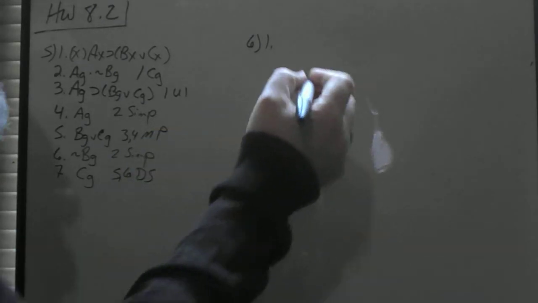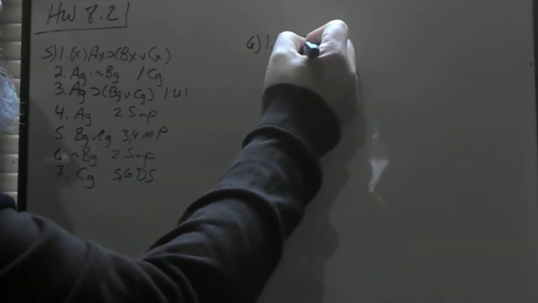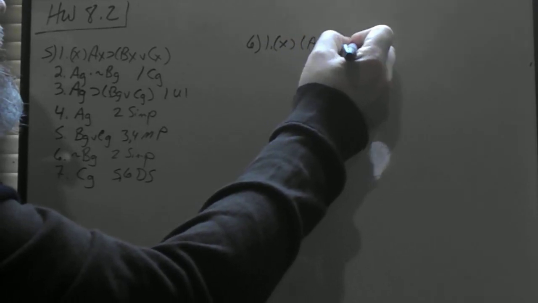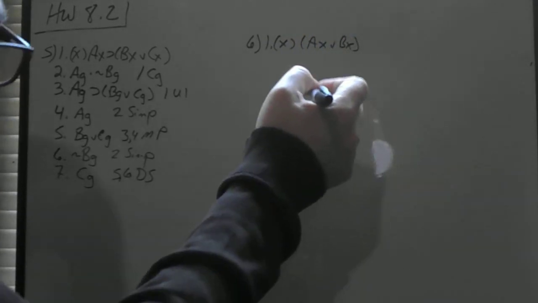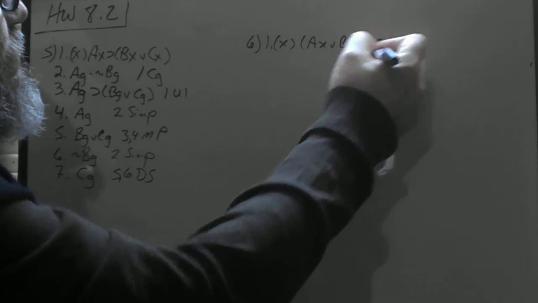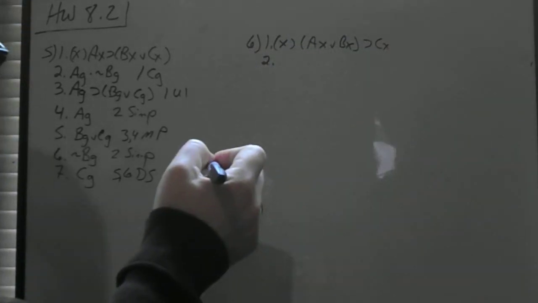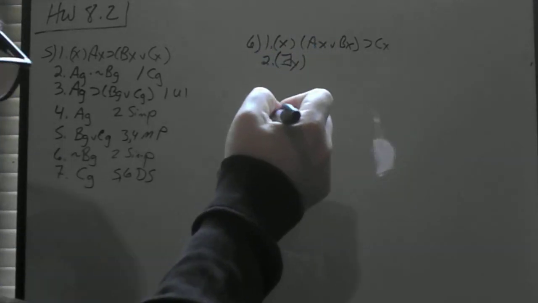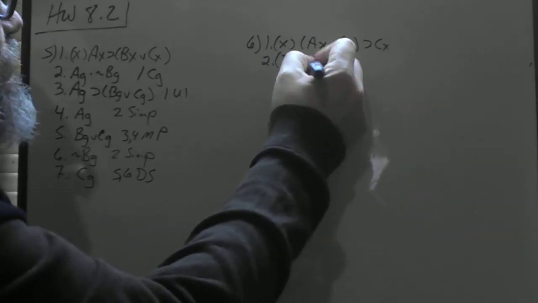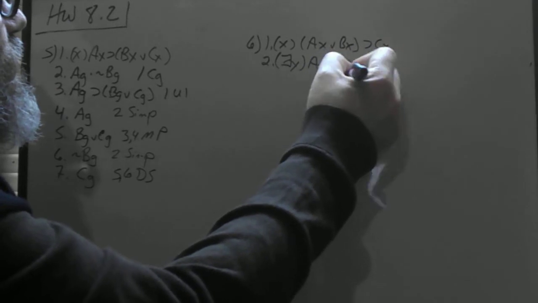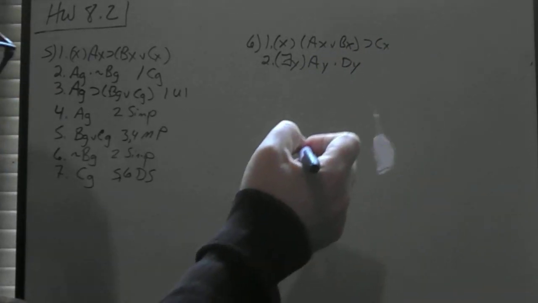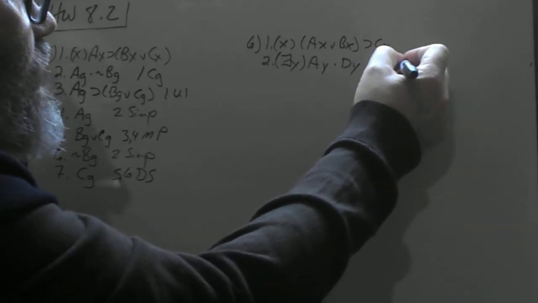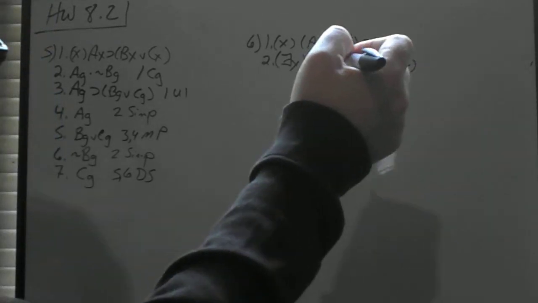All right, number 6, we have for all x, Ax or Bx then Cx. Line 2, we have there exists y, Ay and Dy. Therefore, there exists y, Cy.